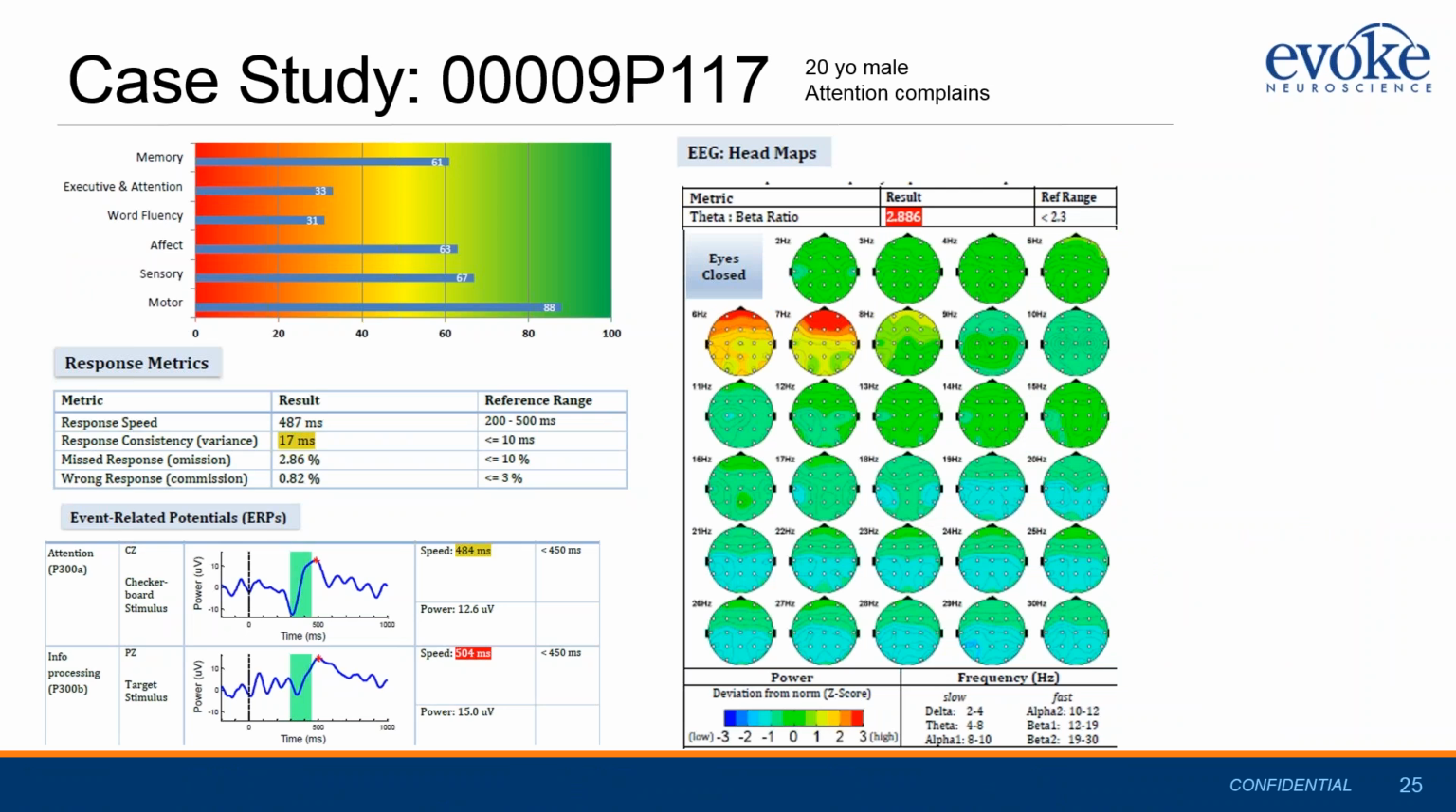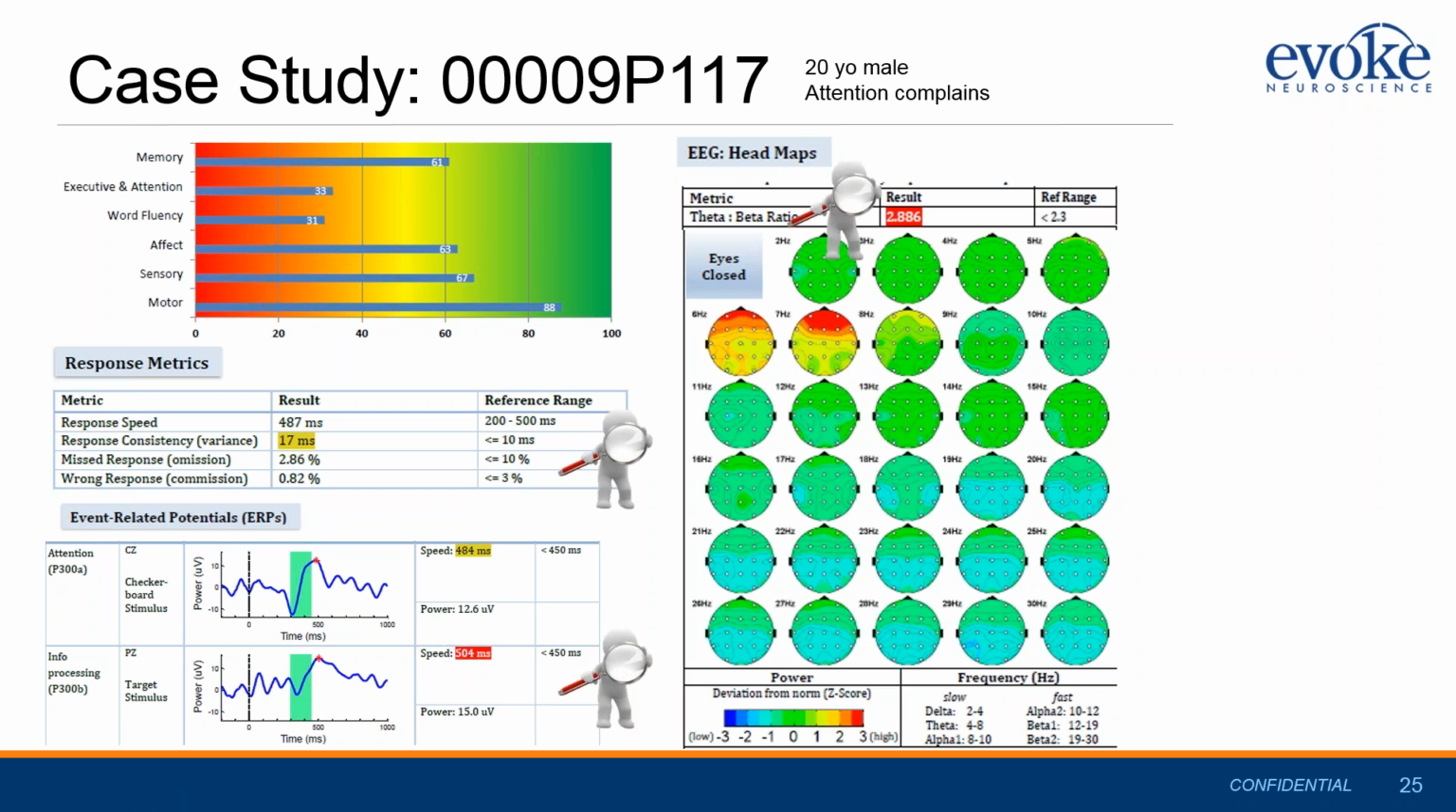All right, so wrapping up with a few case studies. This is a report of a 20-year-old male with attention complaints. So let's walk through our biomarkers. First, I'm looking at our response metrics, and sure enough, I note that this patient has high response consistency or variance, right? They have a variance of 17 when they should be below 10. It looks like they have not necessarily a reduced power, but certainly a delayed P300B, and definitely not a healthy baseline big peak that we're looking for. So I am paying attention to this P300B.